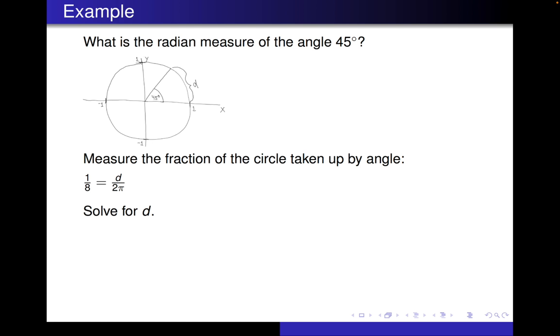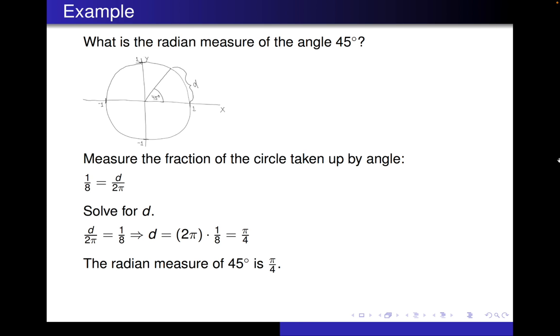When we solve for d, I'm just going to multiply both sides by 2 pi. When we multiply both sides by 2 pi, we get d equals 2 pi times 1/8, which is absolutely fine unless you have to simplify it. Fine, I'll simplify it for you. You get pi over 4 radians. So the radian measure of 45 degrees is pi over 4.